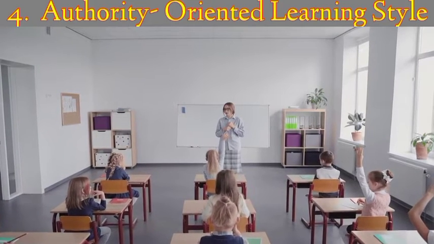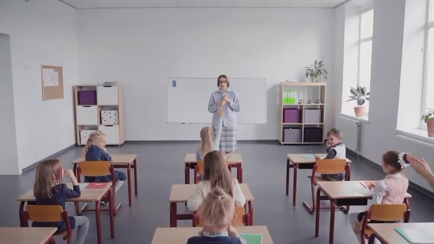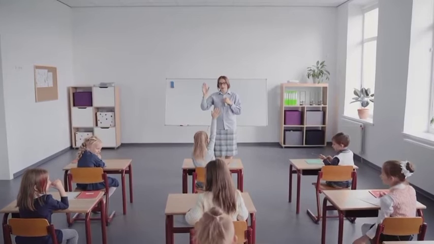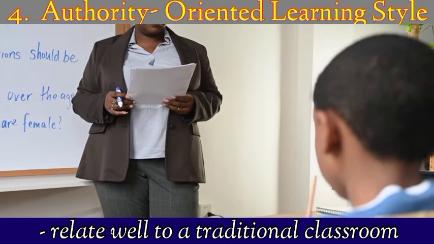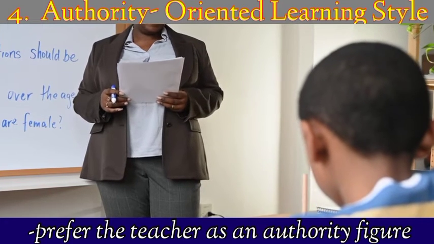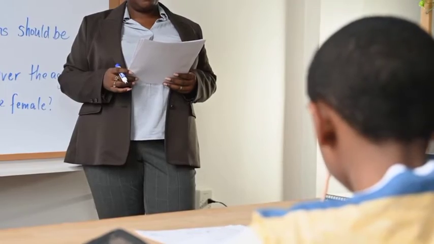Lastly, learners with an authority-oriented style are said to be responsible and dependable. They like and need structure and sequential progression. They relate well to a traditional classroom in which the teacher is an authority figure. They like to have clear instructions and know exactly what they are doing.